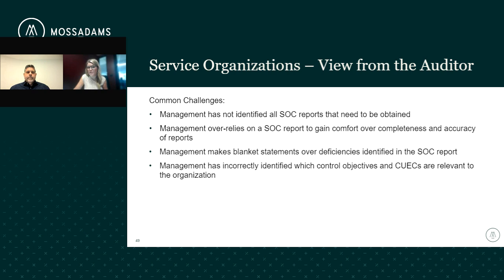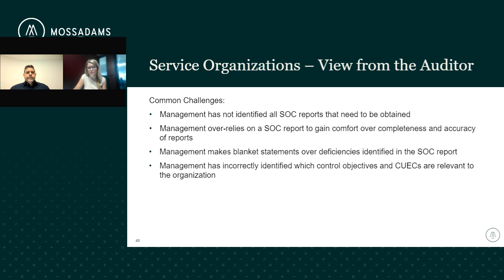Also, depending upon the nature of the report, if the service organization is utilizing a subservice provider, they may have an inclusive or carve-out method, and I have more details on that in the next slide. Depending upon that method, you may need to actually go out and get applicable subservice provider SOC reports as well. So just making sure that you have identified all the reports that you need.